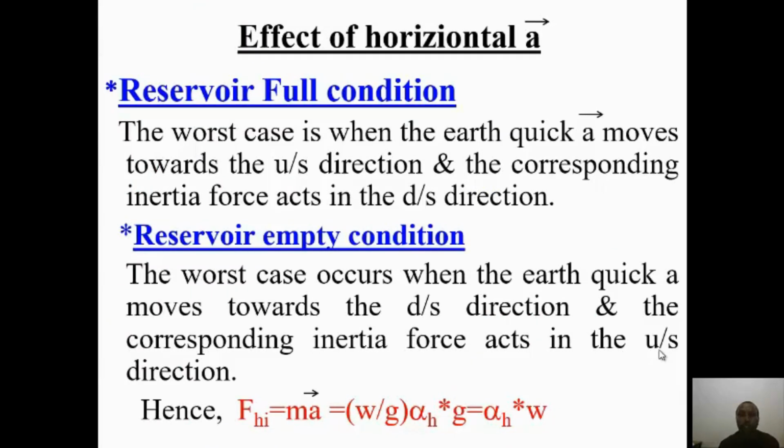Now you can see the equation for the horizontal inertia force, which is derived from Newton's second law. Force inertia horizontal equals mass times acceleration. Mass is W over g. Then earthquake acceleration is alpha H, the seismic coefficient, times g, the acceleration due to gravity. The g cancels, giving alpha H times W. Then you can distribute this onto the free body diagram.